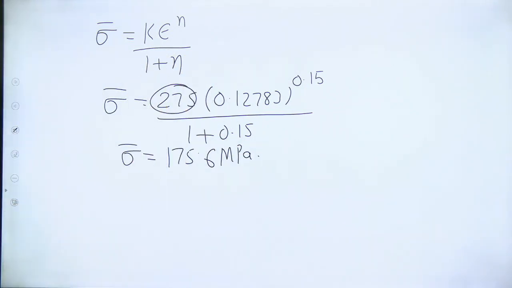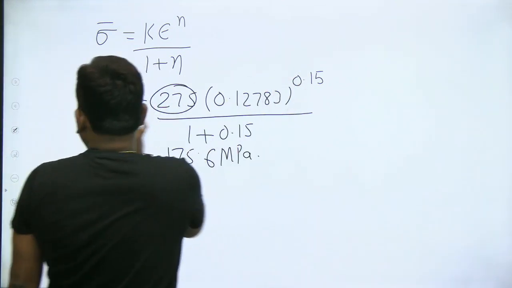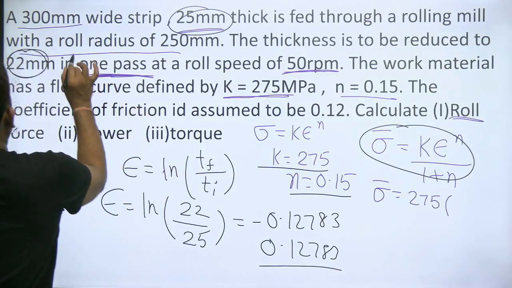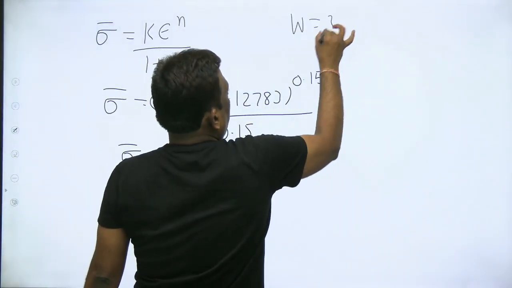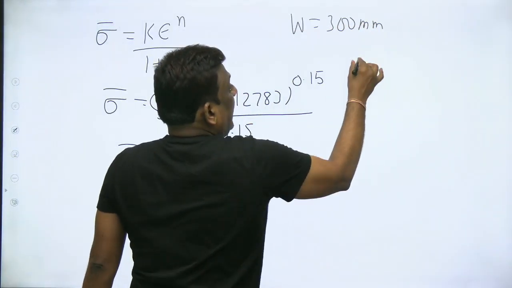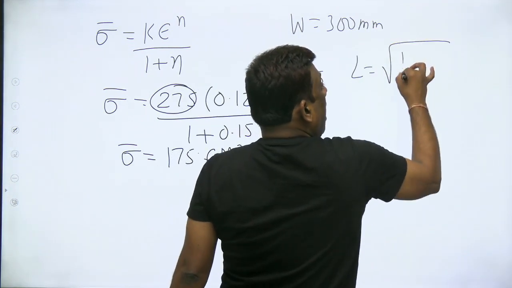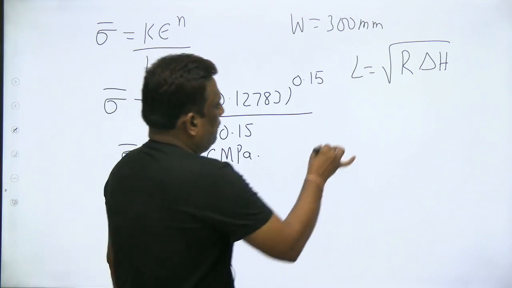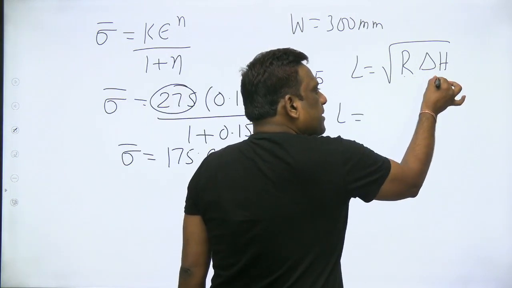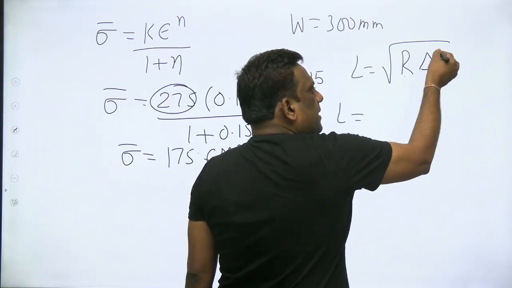Excellent, my dear students. And one more thing, width is already given. What is the width given? Look once. So width is 300 mm. Now L. Can anyone tell what is L? L is root R delta H. I have derived it just now. So therefore, if this is in mm and this is in mm, root mm will be mm.